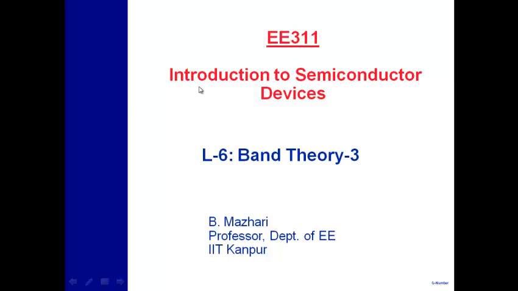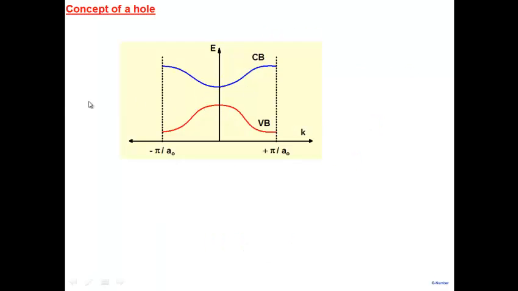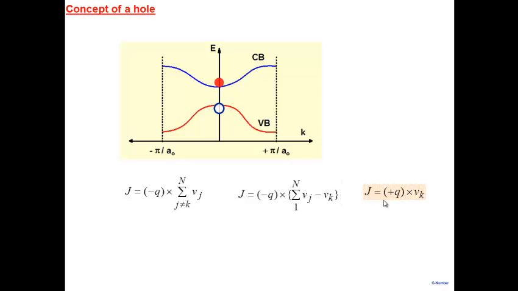All right. So, last lecture, let's recall what we did. We were looking at the concept of a hole, and what we said was that if you have a valence band which is full of electrons, except for, let's say, one missing electron which has gone over to the conduction band, then the current carried by all the electrons in this valence band can be modeled in terms of current carried by that missing state, if we assign a positive charge to it.